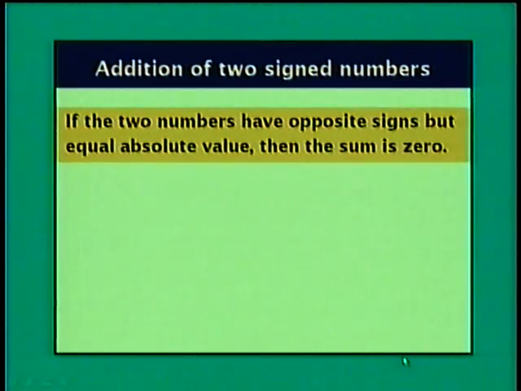What if the two numbers have opposite signs but equal absolute value? In this case, the sum is 0. For example, if we took 3 and we added negative 3, the result would be 0. 3 positive chips, 3 negative chips, 3 pairs of positive and negative give us 3 zeros. 3 zeros is just a whole lot of 0.